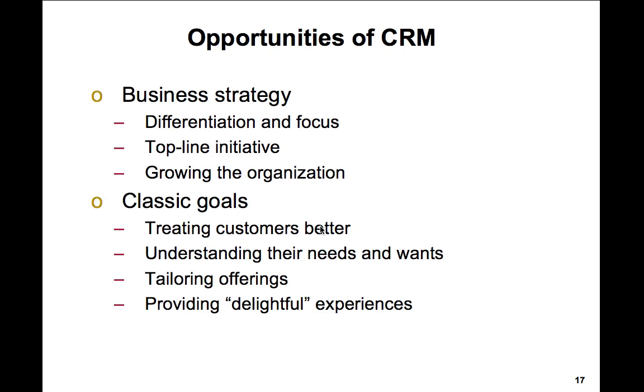It's kind of like the opposite. So it's growing the organization. And in a downturn, you don't normally grow the organization. You try to keep it, or you try to make it smaller and reduce it. So that's why it's kind of the opposite. The classic goals, to treat the customer better, that's still relevant. Understanding their needs and wants, relevant. Tailoring the offerings, relevant. Providing delightful experiences, relevant. Although we have had a problem in recent years with what I would consider customer service, or the lack of customer service. We're actually going the opposite direction.